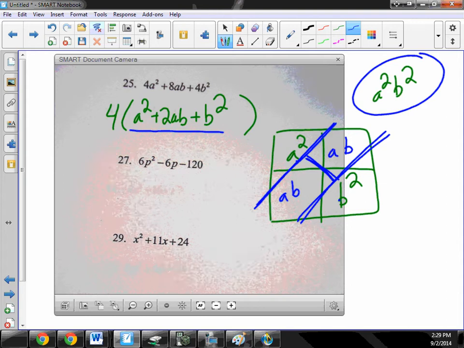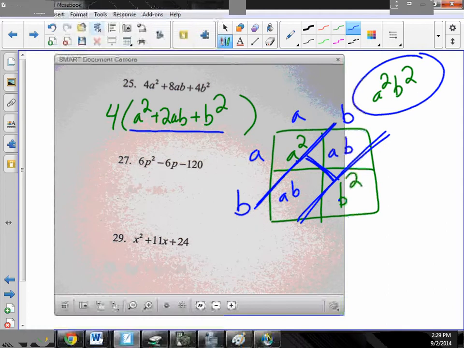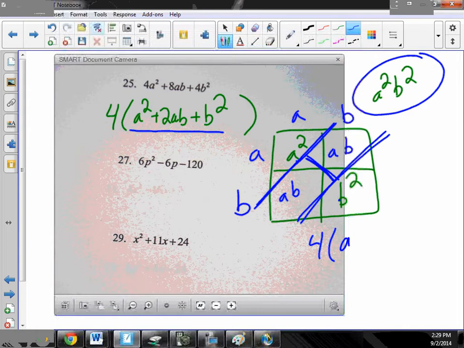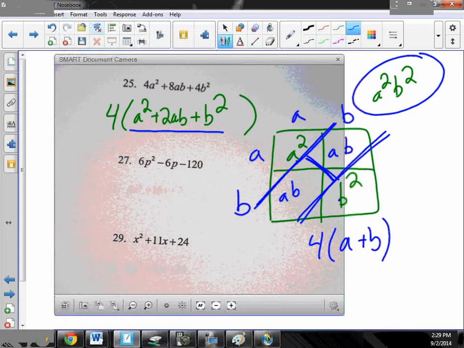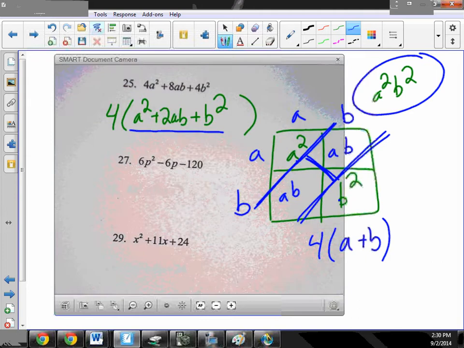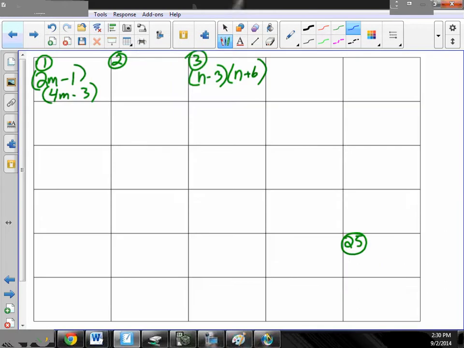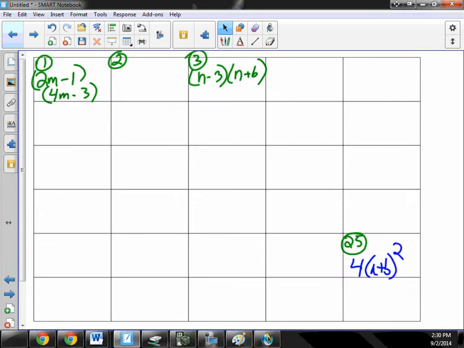So on the top, what do they share? A and A. So this will be B. And this will be B. So it's 4 times A plus B. And I'm lazy. I don't want to write A plus B again. So I just square it. So this is 4 times A plus B squared.